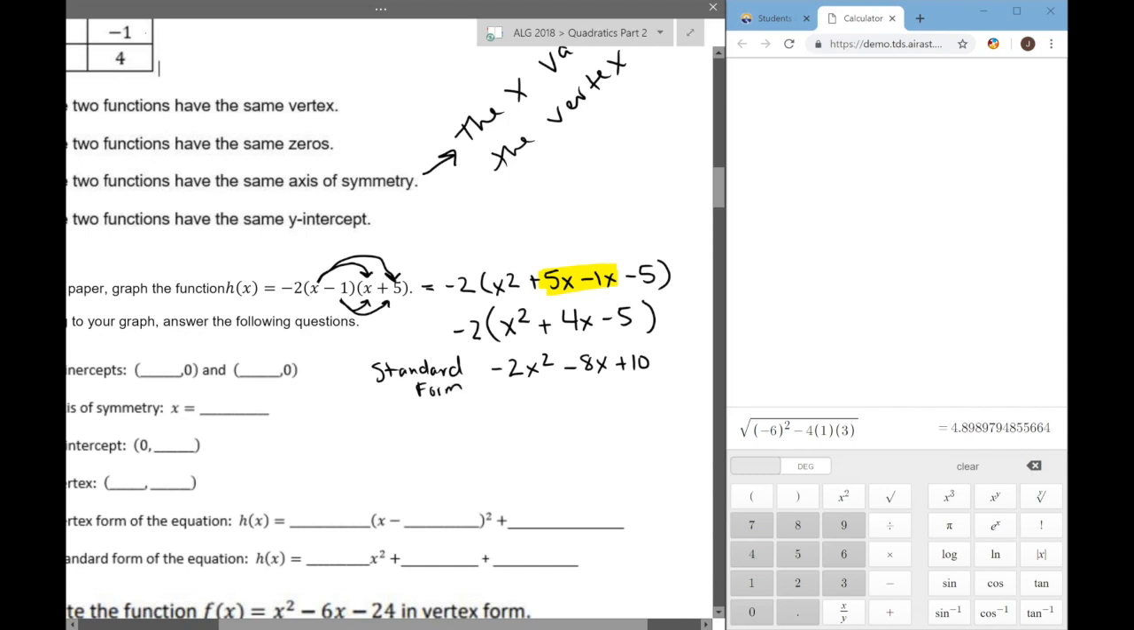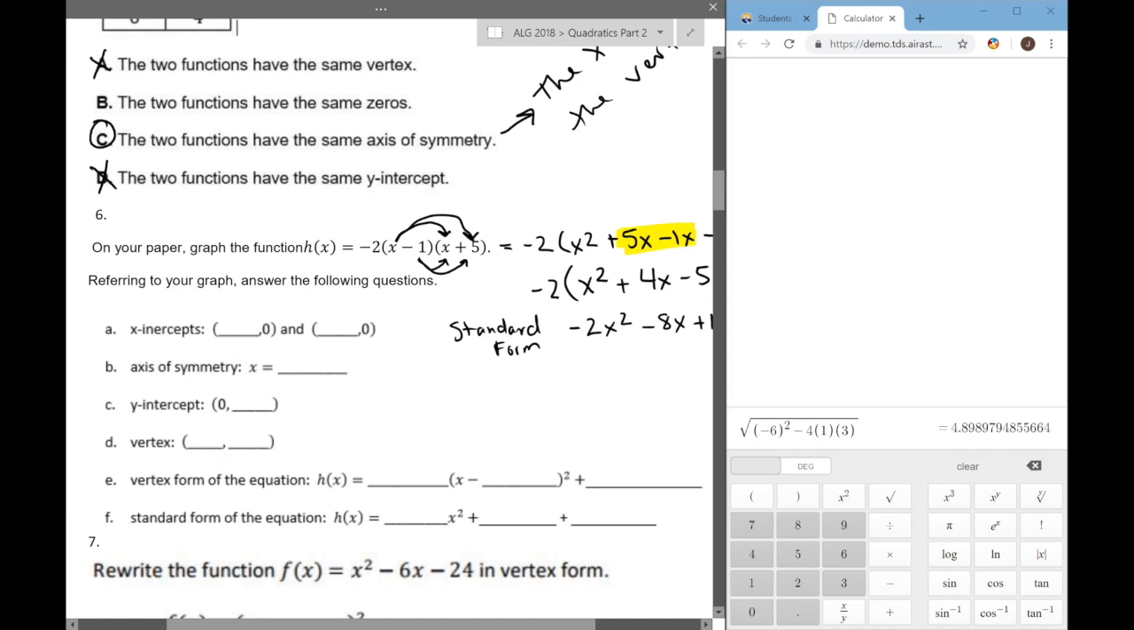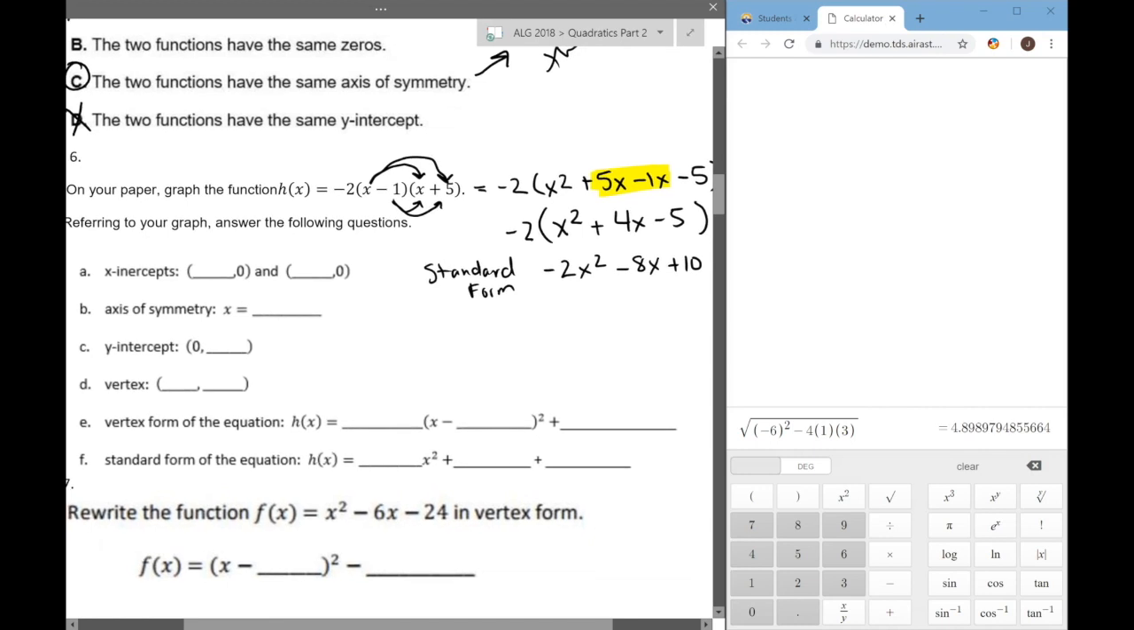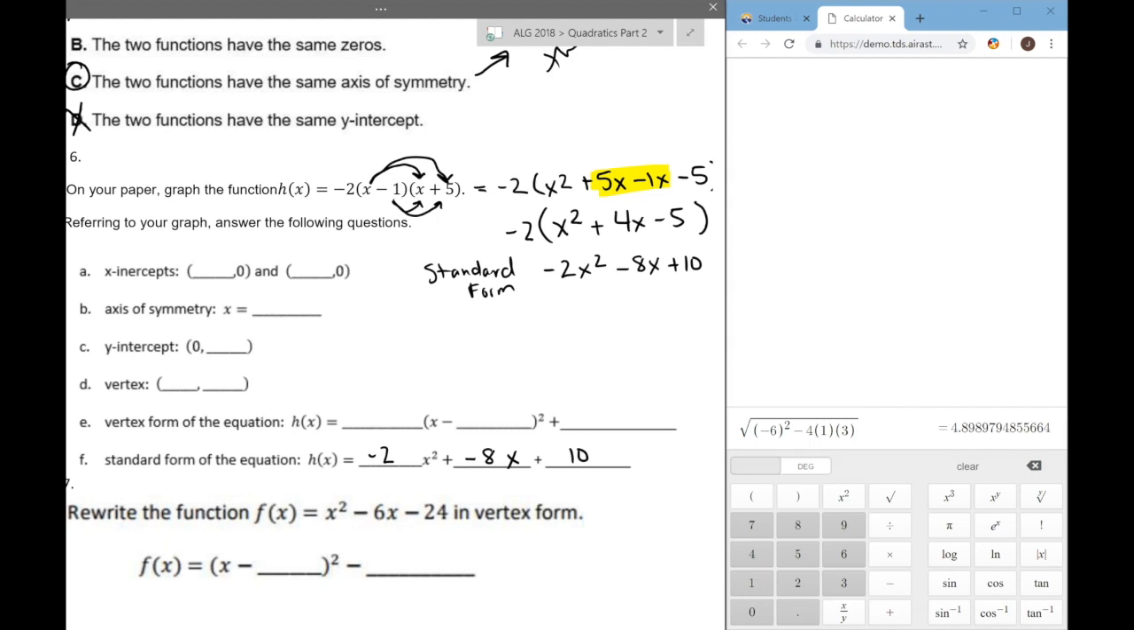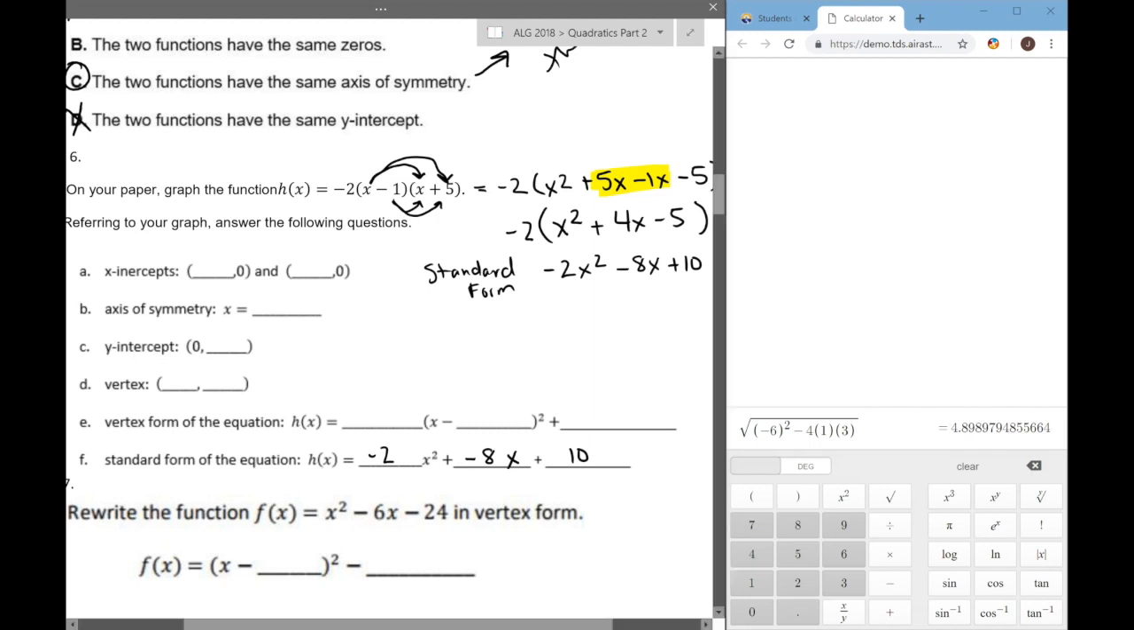Okay, so this is standard form. If you look at the bottom, question F says put this in standard form. Well, we already did that, so that's negative 2x squared plus negative 8x plus 10. Okay, from this I can automatically find the y-intercept. So that's easy. Remember that the y-intercept is just the last number. The last number here is 10, so the y-intercept is going to be 0 comma 10. Pretty easy.